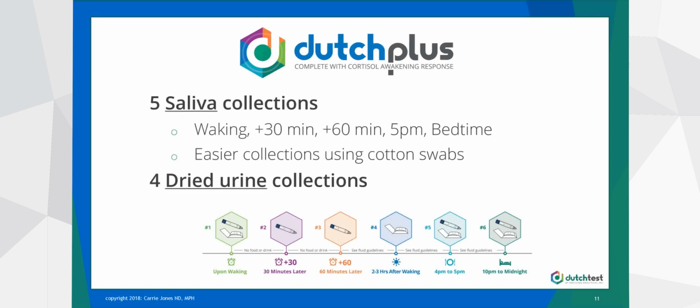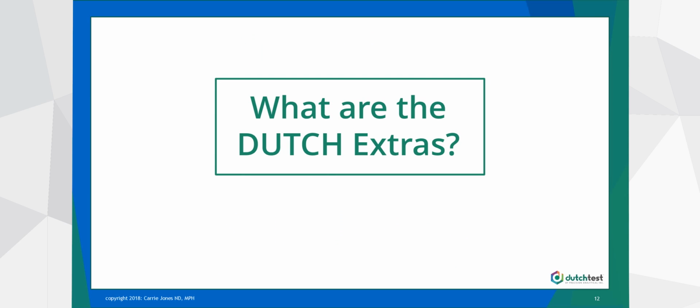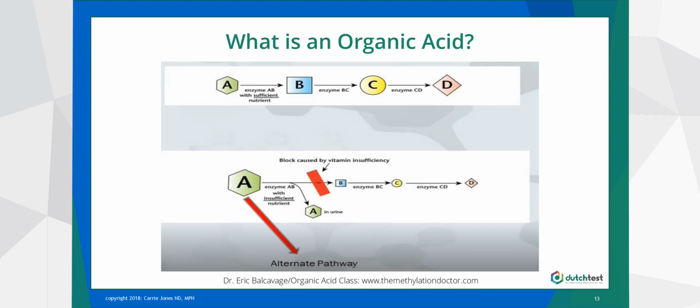On top of that, they do the 4 dried urine collections. So it's more collection, but more data points. And specifically with the Dutch Plus, we focus in the morning. So if you have patients that say, I have a lot of anxiety, I wake up with panic, I wake up when all my autoimmune symptoms are bad, I wake up and need a ton of coffee, then the Dutch Plus might be a good one for them. The Dutch Complete may be better for somebody who says, I can't sleep and I wake up in the middle of the night, or I just want a more general overview of what my hormones and adrenals are doing.